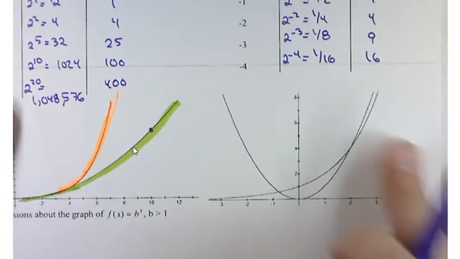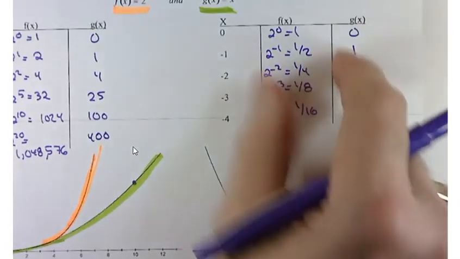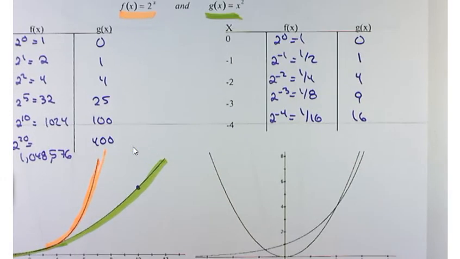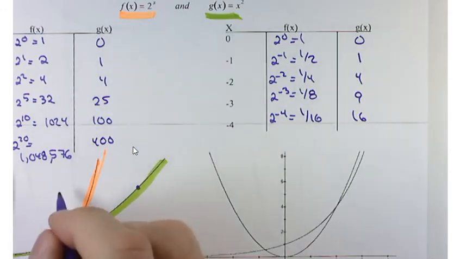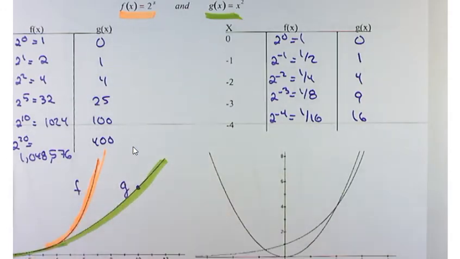So again, I've got 2 graphs drawn. Try and use your little t-tables here and decide which one do you think is f of x and which one do you think is g of x. So here's f and here's g. Try and figure those two out. And in so doing, we're getting acquainted with some of the features of the graph of an exponential function.